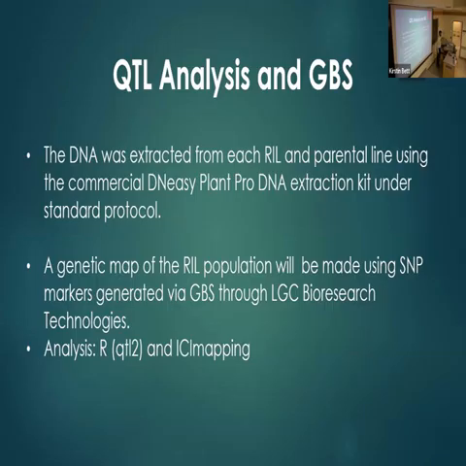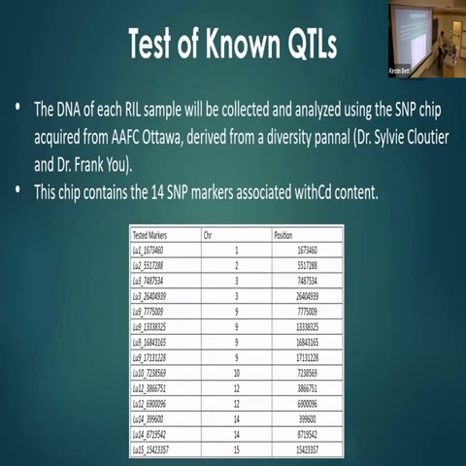For QTL analysis and GBS, the DNA was extracted from each RIL and the parental lines, as well as CDC Bison, using the commercial DNeasy Plant Pro DNA extraction kit under standard protocol. Then LGC will be making a genetic linkage map, the full nine yards, using SNP markers generated through GBS. We'll analyze the phenotypic data and the genetic data using R, specifically the package R/qtl2 and ICI mapping.